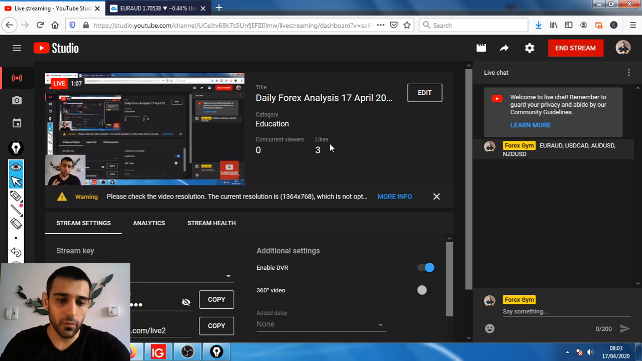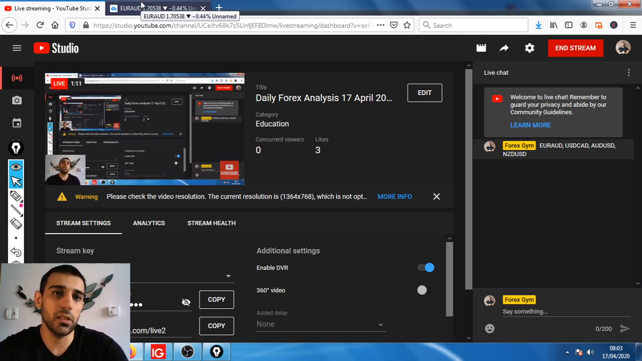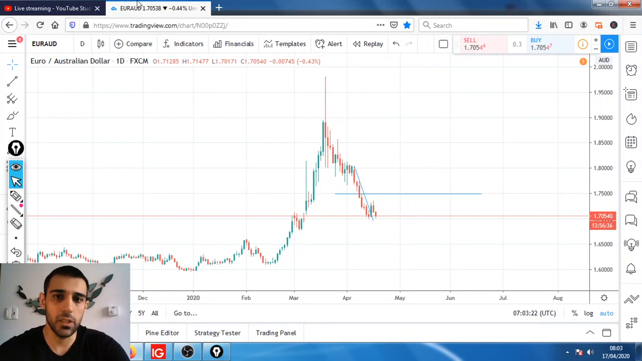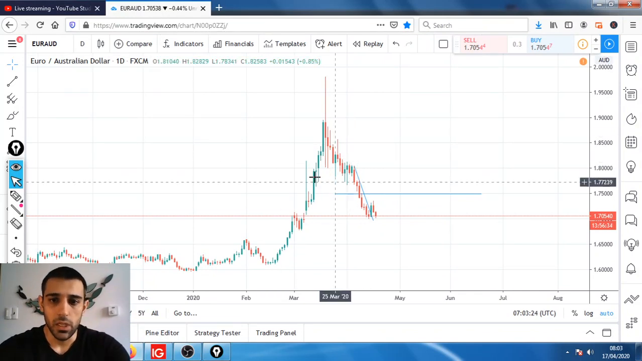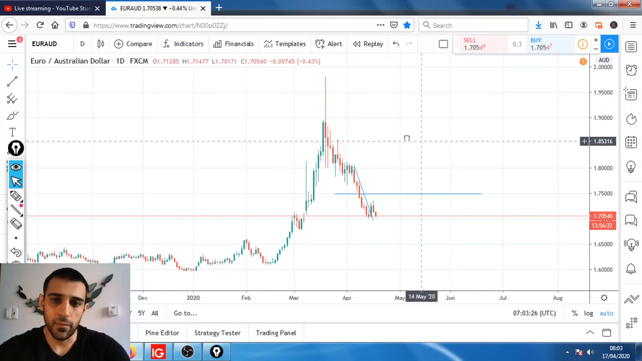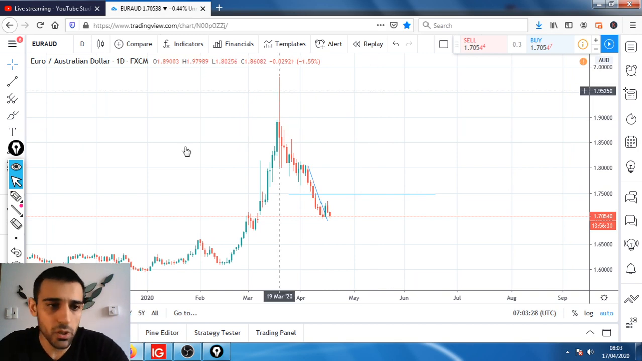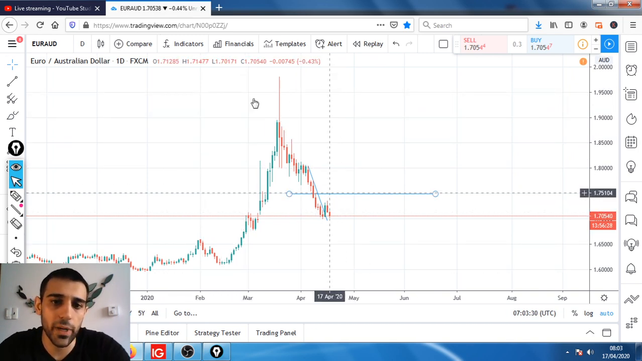So without further ado, we're going to jump into the trading platform, which I'm going to use TradingView, and start with the euro against Australian dollar. All right, let's jump into TradingView. So I want to start with the daily time frame here. So we have this nice trend down.